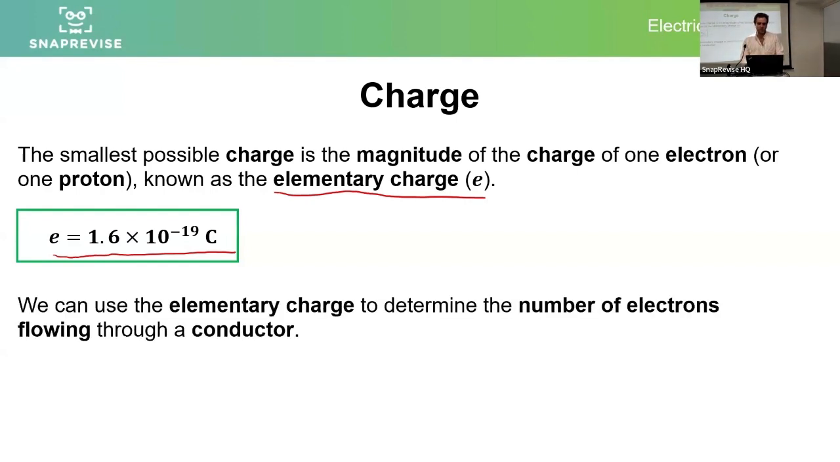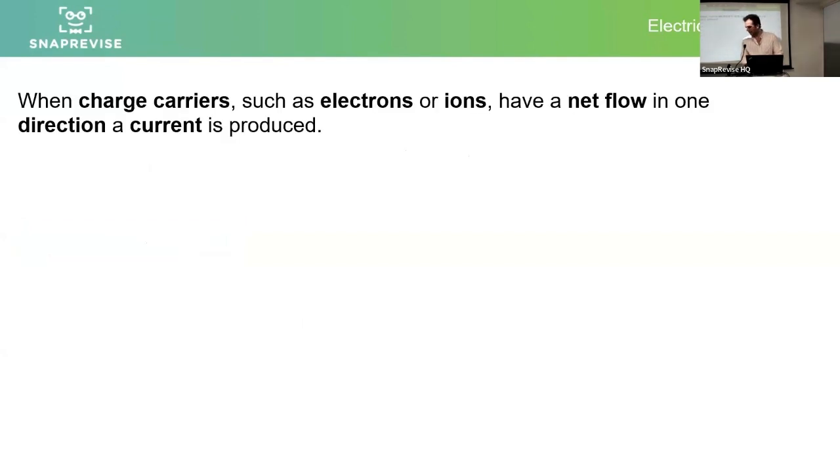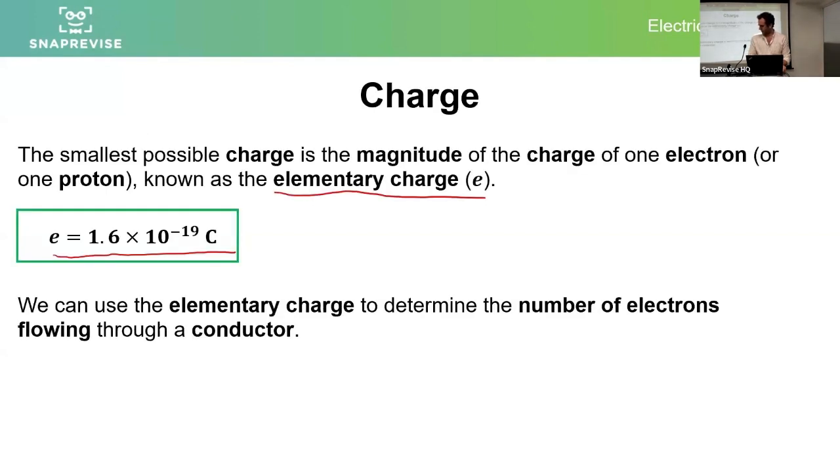We can use the elementary charge to determine the number of electrons flowing through a conductor. And indeed, this is how this fundamental charge was first discovered. An experiment using charged oil drops. Which I don't think we need to go into. We're not going to. But it's a nice experiment, but it's not fundamental.